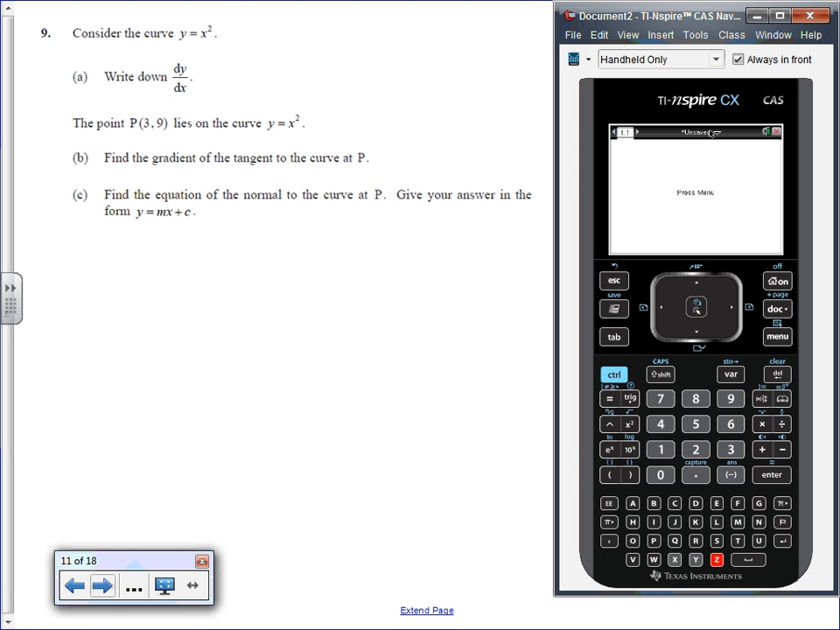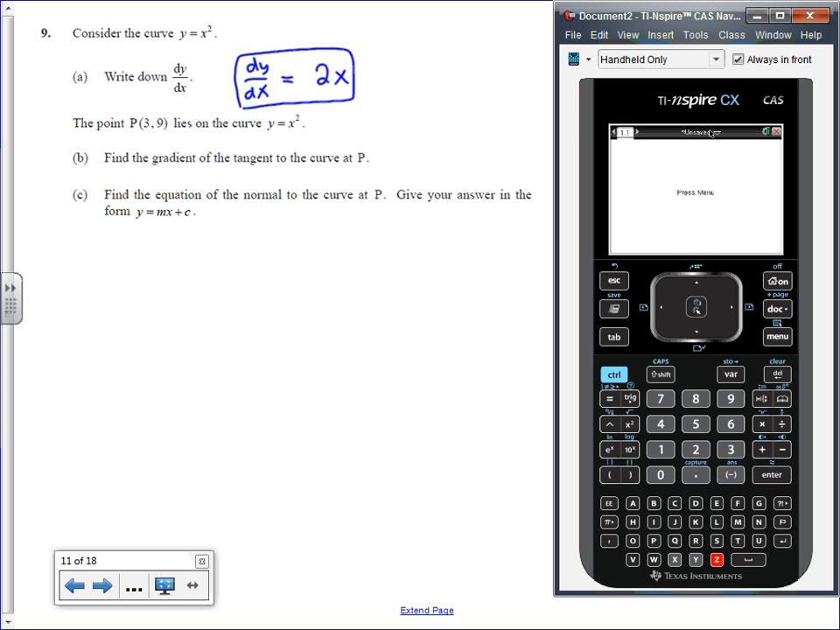All right, let's go into number 9. I've already done 1 through 8 on different videos. So number 9 is a calculus question. It says consider the curve y equals x squared. Write down dy/dx. Nice simple question. So we just want to write dy/dx. It means take the derivative of the function, bring the exponent down in front, and decrease it by 1, so it becomes 2x.